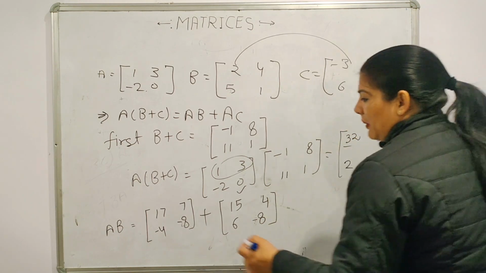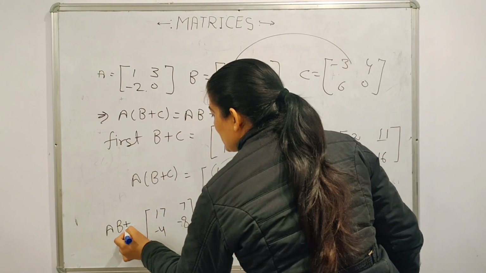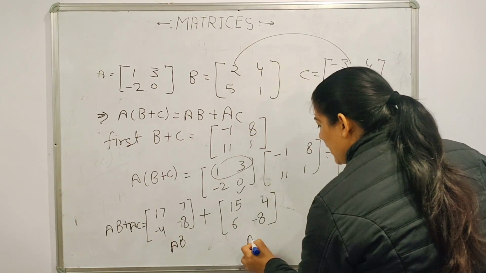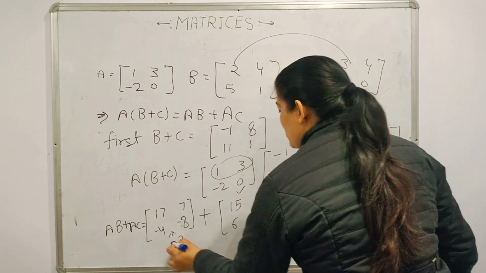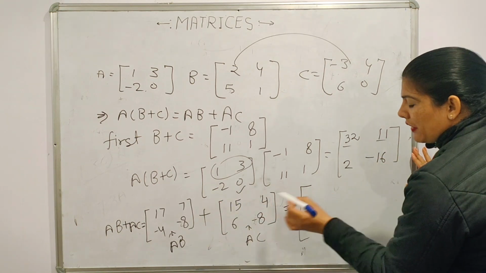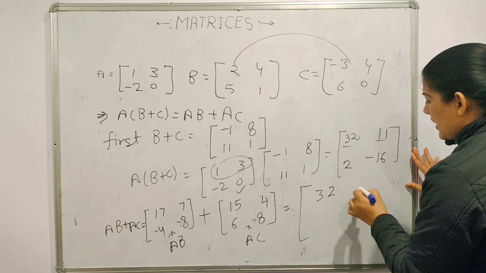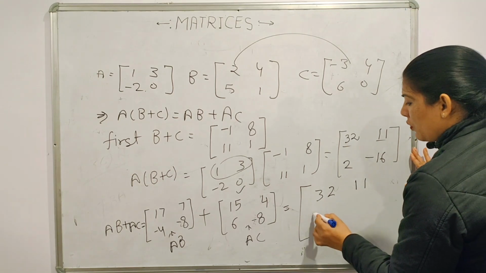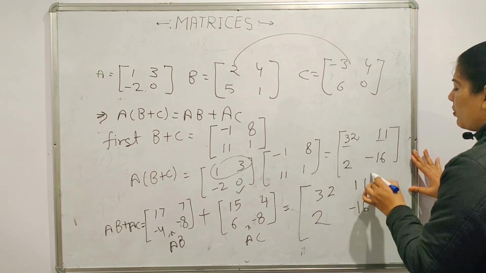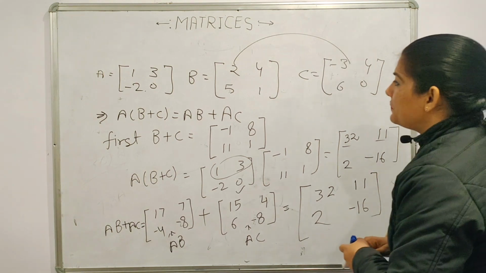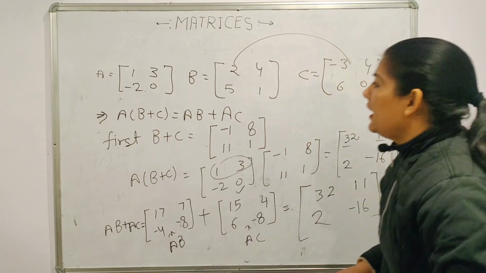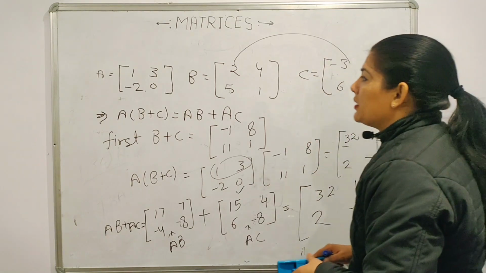So now AB plus AC is equal to, because this is AB and this is AC, so add these two. You can see this matrix is also equal to this one. So 17 plus 15 gives you 32. 7 plus 4, 11. Minus 4 plus 6, 2. Minus 8 plus minus 8: both are of negative sign, so they will add to each other, and the answer will be of negative sign. So here you can see the second part is also done, and the multiplication is very easy.